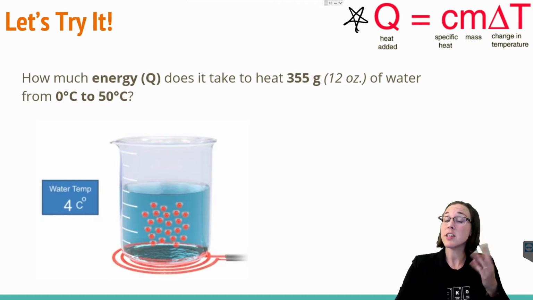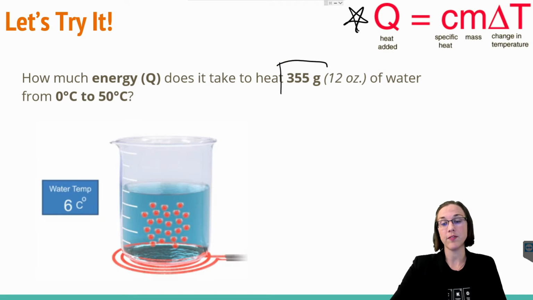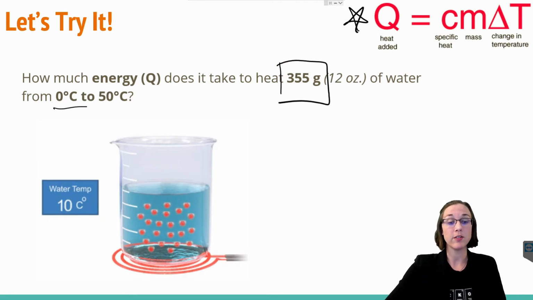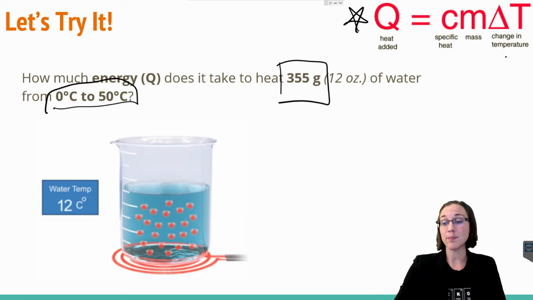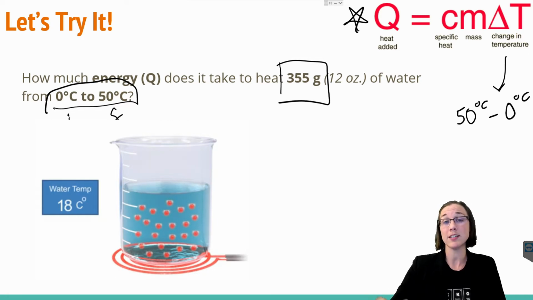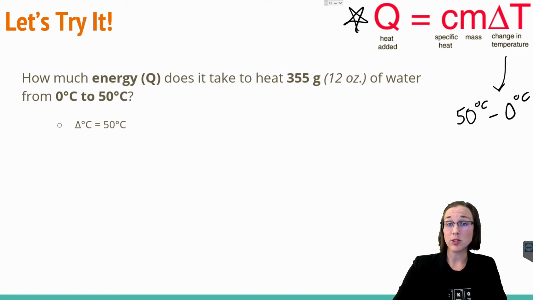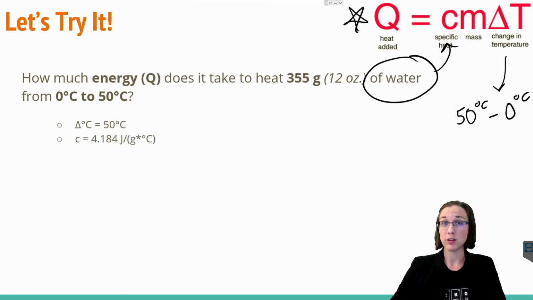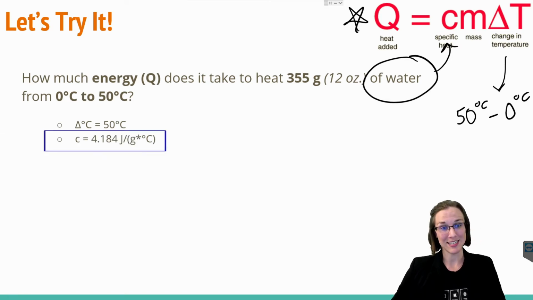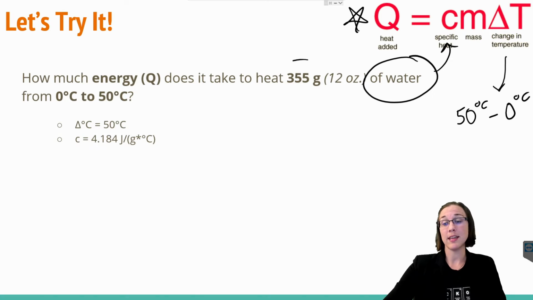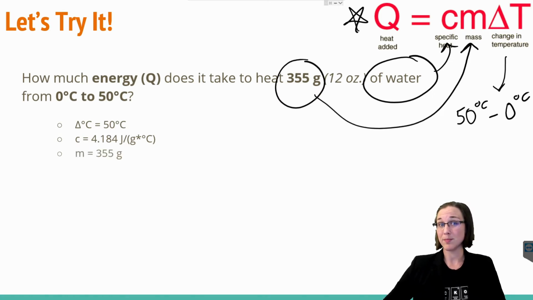How much energy, Q, does it take to heat 355 grams, or 12 ounces, roughly, of water from 0 to 50 degrees Celsius? We know that the change in temperature is going to be our final minus the initial. So that would be 50 degrees Celsius minus 0, which is just 50. We know that this question is referring to liquid water, and so we're going to use the specific heat of 4.184 joules divided by grams times degrees Celsius. And our mass, of course, was given to us in the question, so 355 grams is the mass we're going to use. So all we have to do is plug and chug.